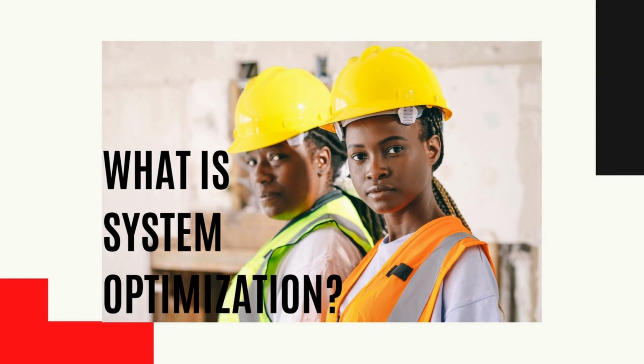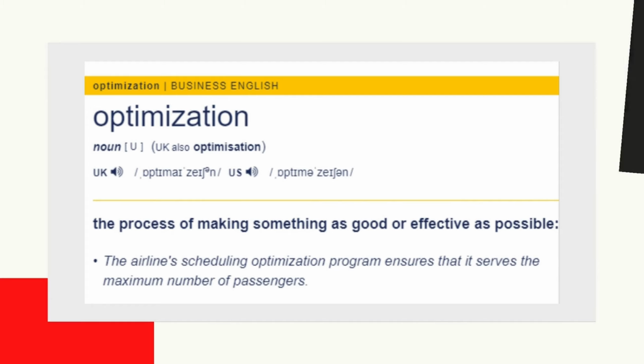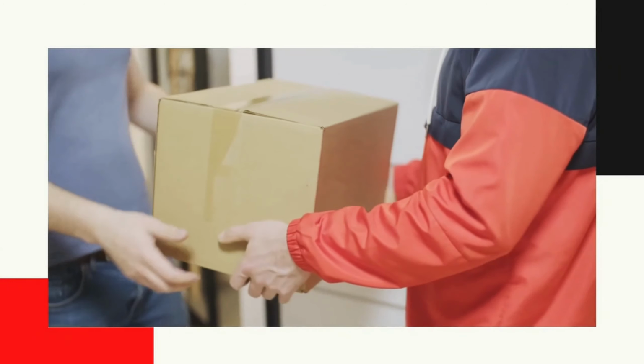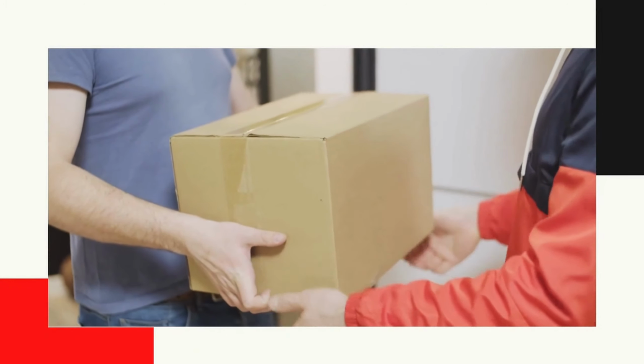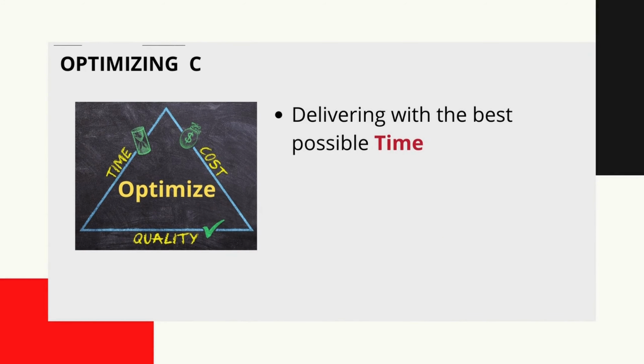Let's first discuss what is system optimization. According to the Cambridge Dictionary, optimization is the process of making something as good or effective as possible. This means we're aiming to get at the maximum or minimum possible of any system output or variable. So if we intend to make the courier service or any other system as good and as effective as possible, we need to deliver with the best possible time by getting rid of waiting and delays to minimize the delivery lead time.